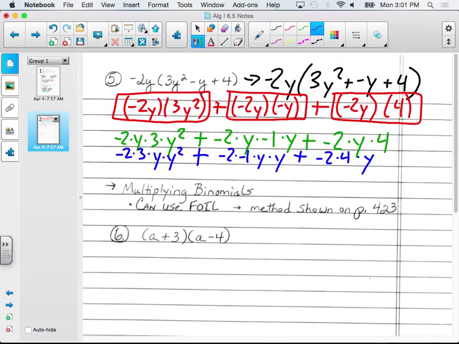Alright, so after we distribute, we should have 3 multiplications going on, right? Because we distribute the negative 2y to our first term, plus our second term, plus our third term. So when we distribute it the first time, we should get negative 2y times 3y squared, plus negative 2y times negative y, plus negative 2y times 4.